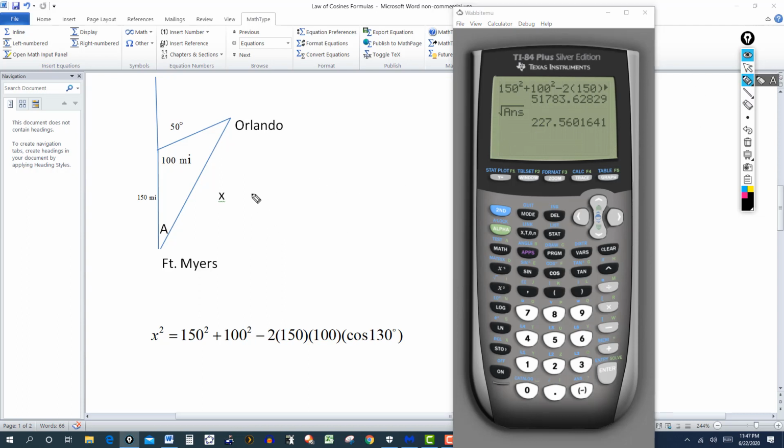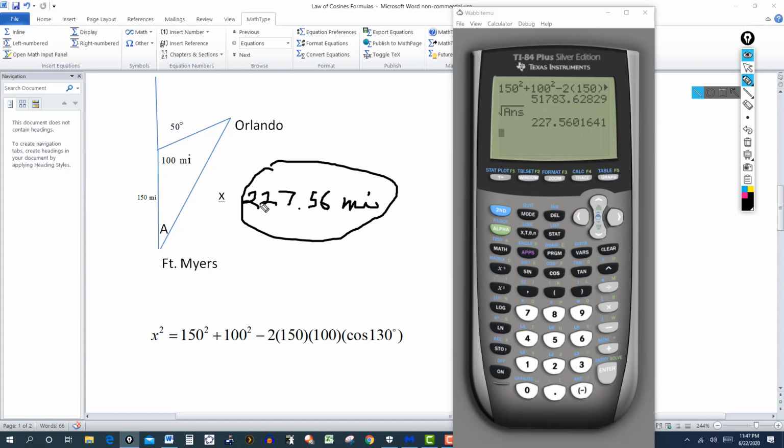So x here is 227.56 miles. Okay, so that's the answer. That's the answer to part A of this problem. Okay, so let's go ahead then.